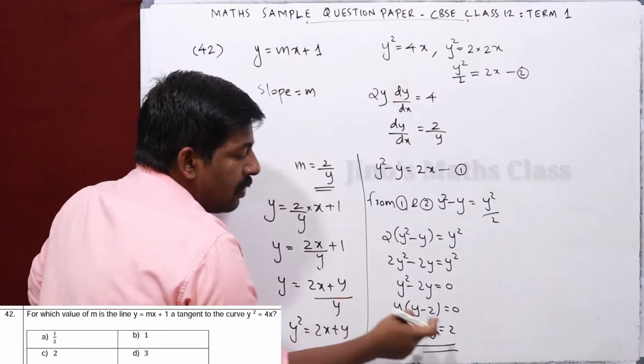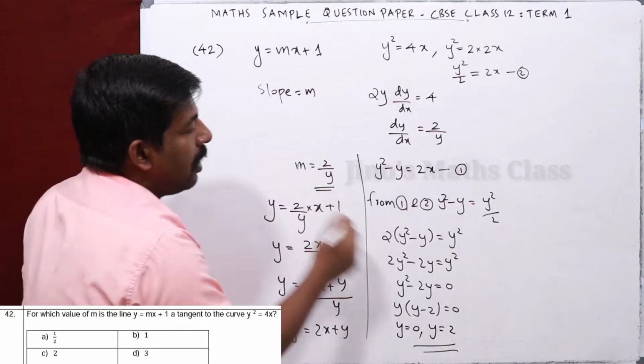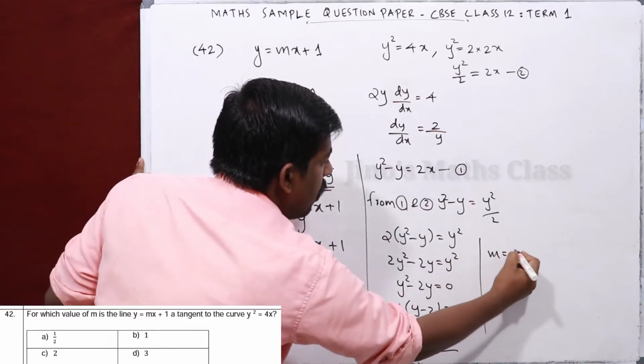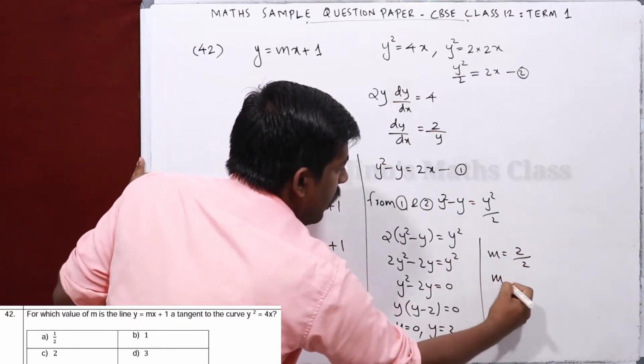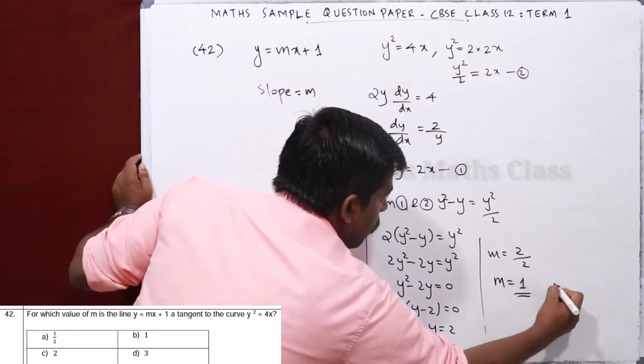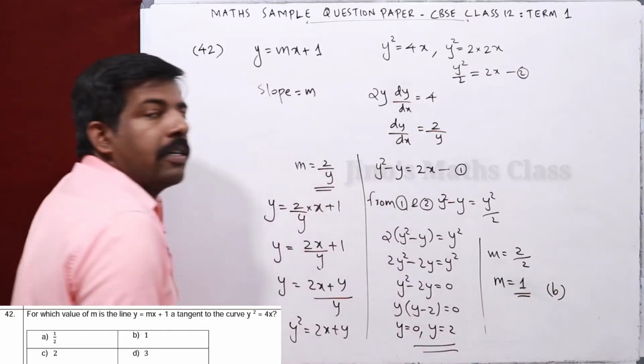Anyway, that is not the answer. Now we can substitute y is equal to 2 here. At that time we are getting m is equal to 2 divided by 2. That is equal to 1. That's why option B is the correct answer.